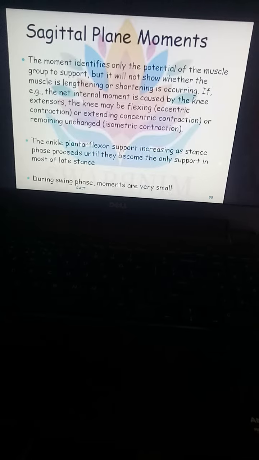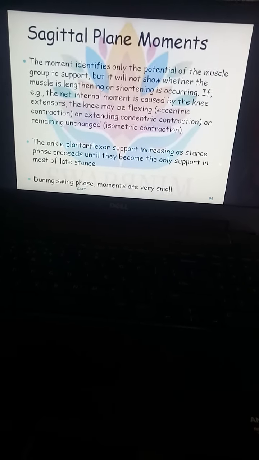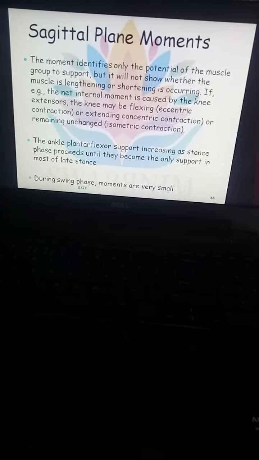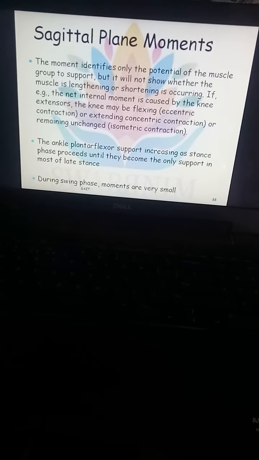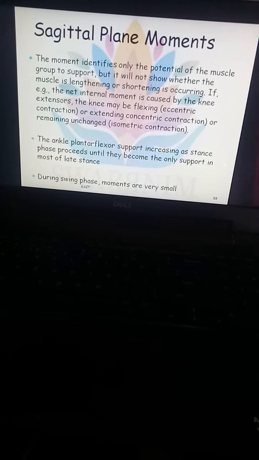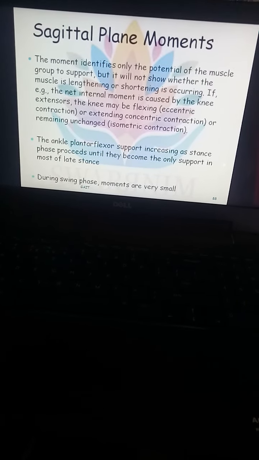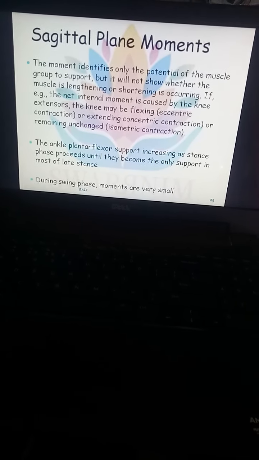So for example, if there is a net internal moment caused by the knee extensors, the knee may be flexing, which is eccentric contraction, or extending, which is concentric contraction, or it may remain unchanged, which is isometric contraction.